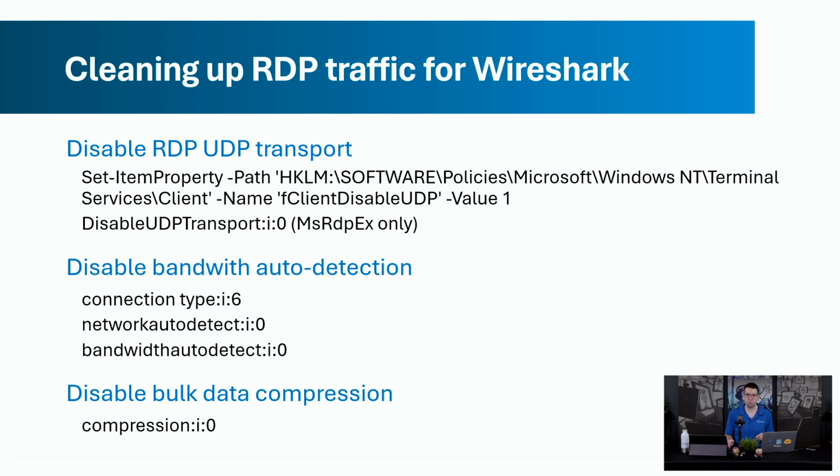And one of the most important ones, disable bulk data compression. Bulk data compression, unfortunately, is not supported by the Wireshark dissector. So all you see is compressed data. You don't want compressed data to just show up. In Wireshark, you want to see what was the uncompressed data.